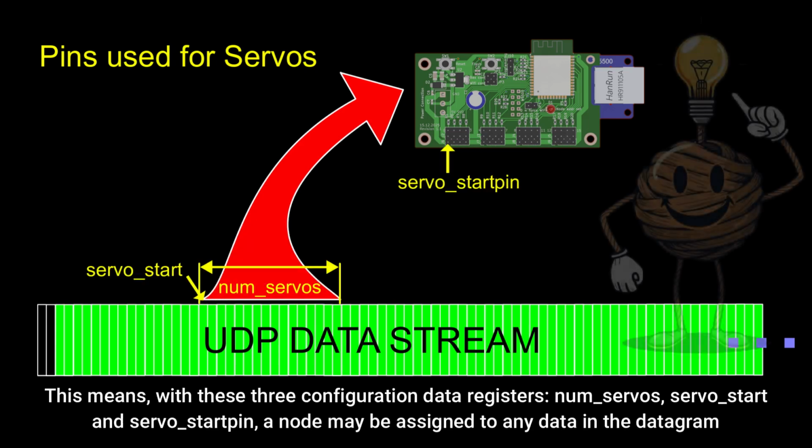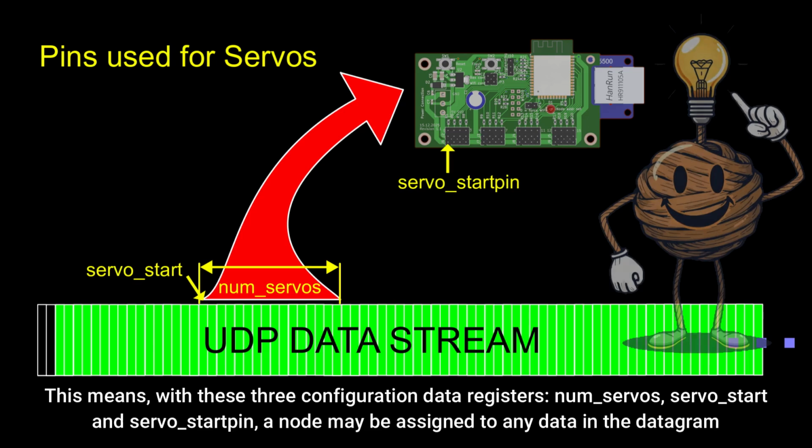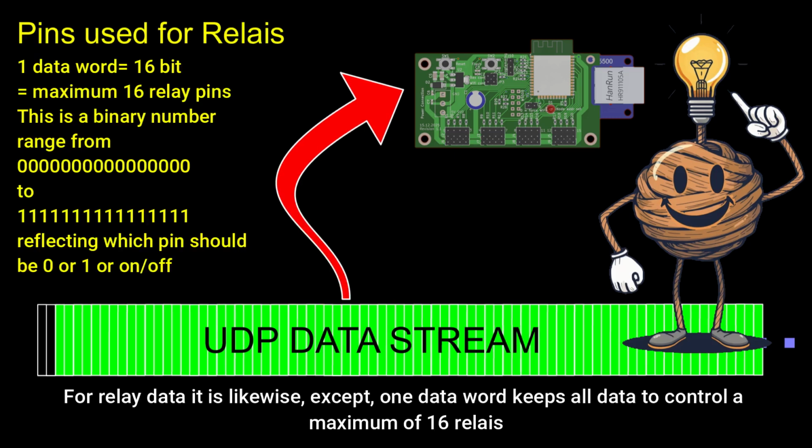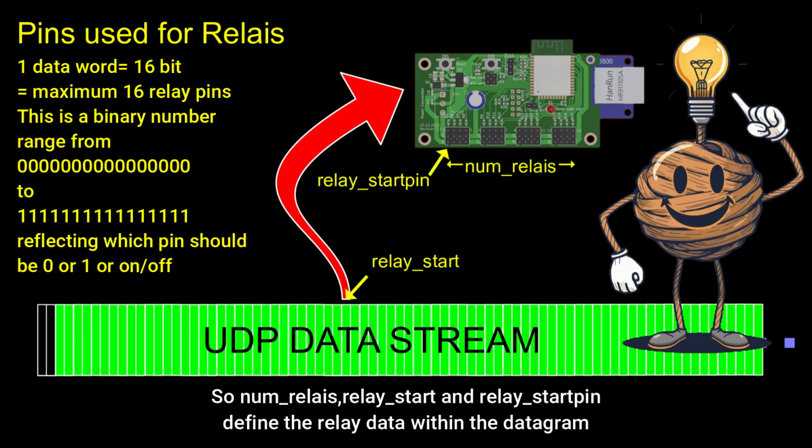This means with these three configuration data registers, num servos, servo start, and servo start pin, a node may be assigned to any data in the datagram. For relay data it is likewise, except one data word keeps all data to control a maximum of 16 relays. So num relays, relay start, and relay start pin define the relay data within the datagram.